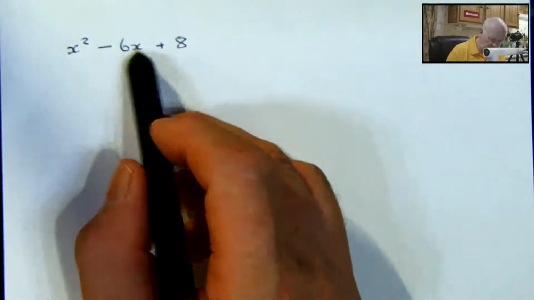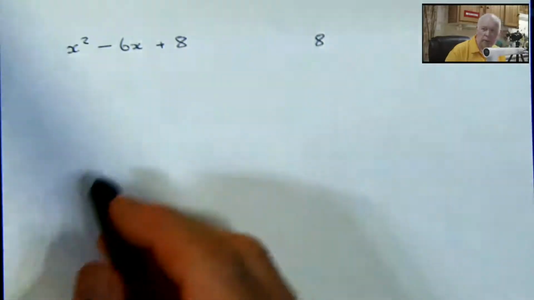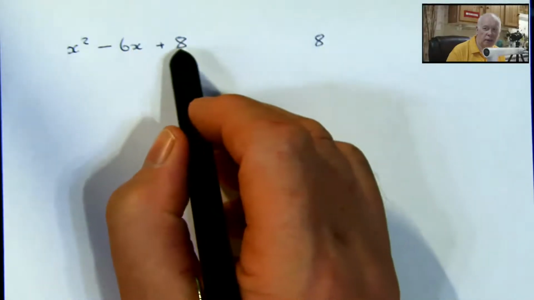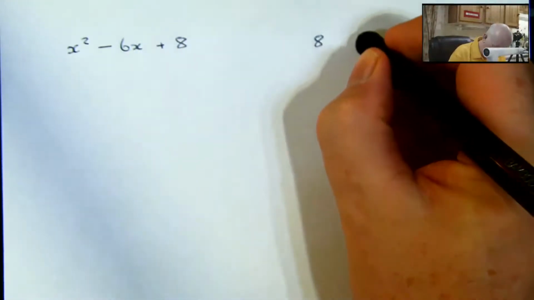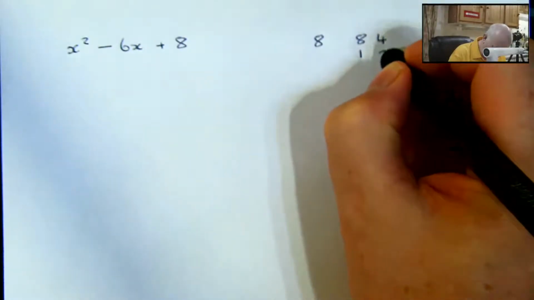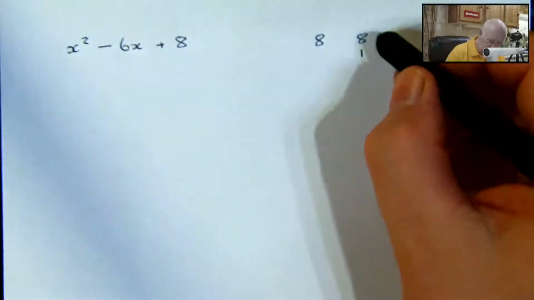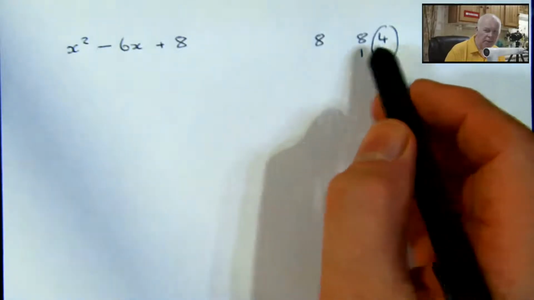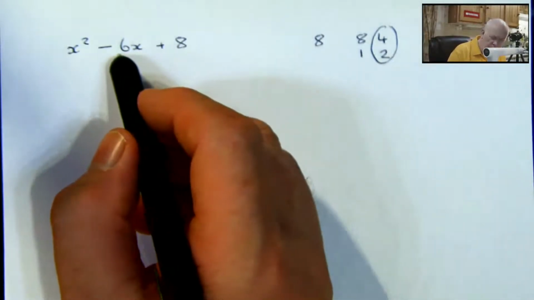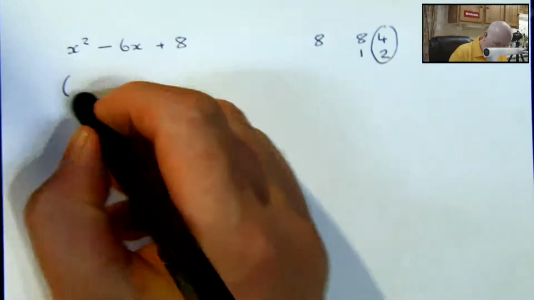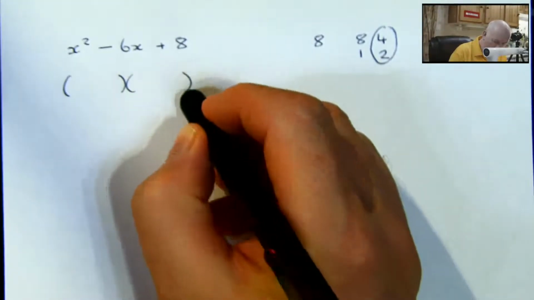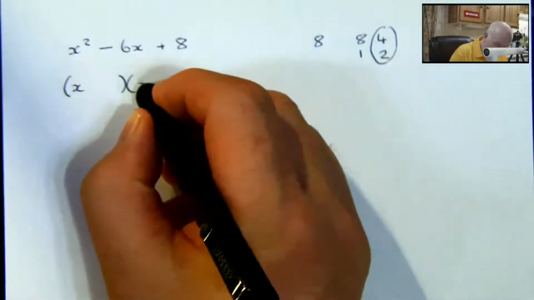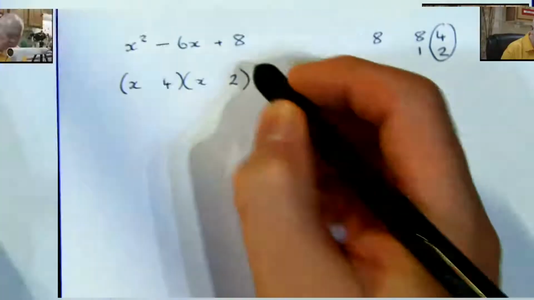In exactly the same way, I know I've got my numbers have got to add up or subtract to make 6 and multiply to make 8. So we've got 8 and 1 and we've got 4 and 2. Well, again, I can see that it's going to be the 4 and 2. But they're going to be different. I've got to make -6. No 0. So I'm only going to factorize this one, put my x's in. I'm going to put my 4 in. I'm going to put my 2 in.